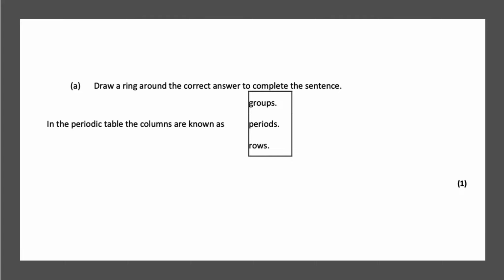Our final question, draw a ring around the correct answer to complete the sentence. In the periodic table, columns are known as, remember, lines, the elements that go across are known as the periods, and the ones that go down are known as groups, and that will give you 1 mark.